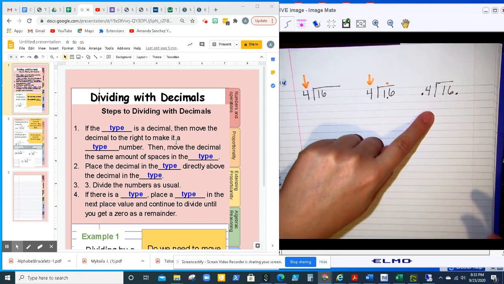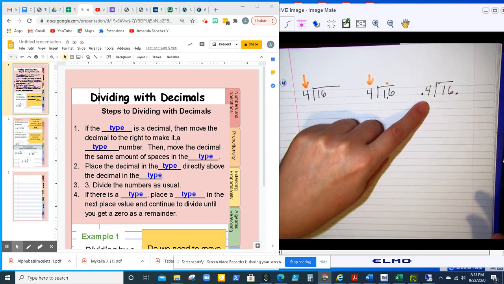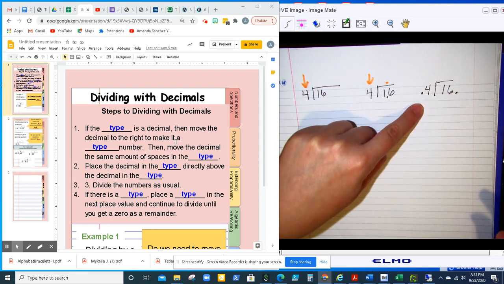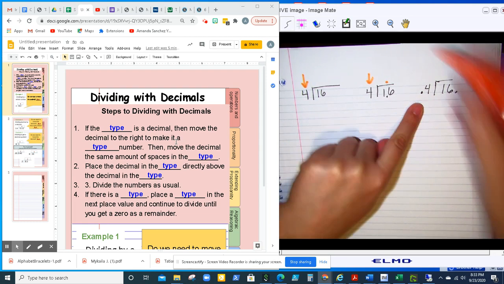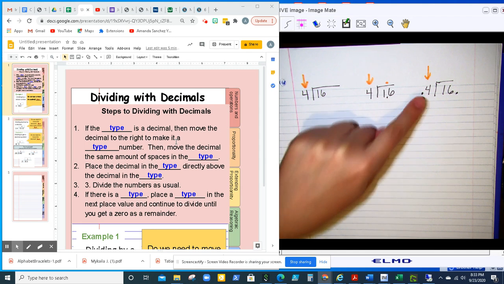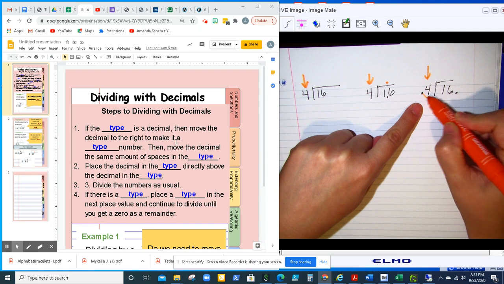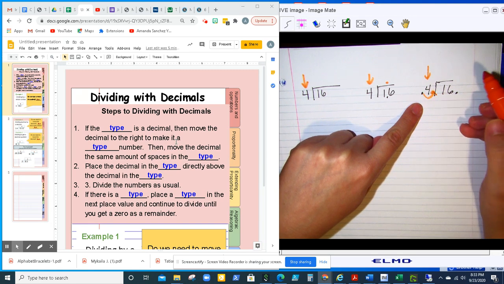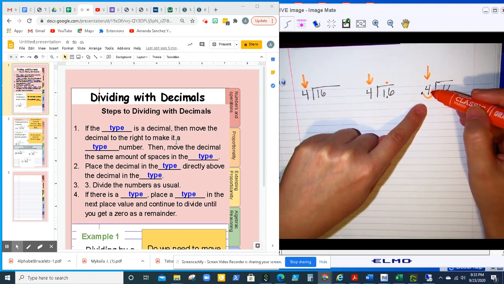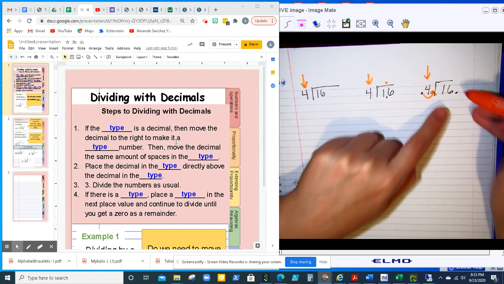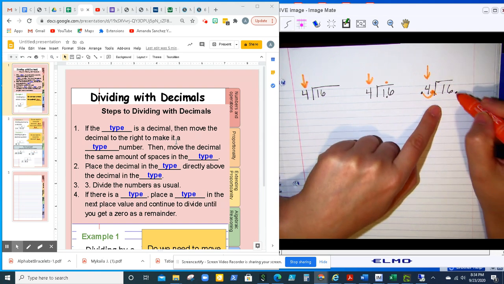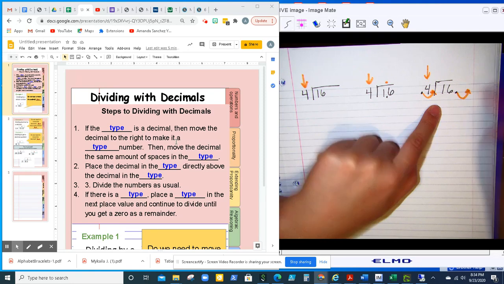So this is the one that we would have to move and make into a whole number. In order to divide on this one, this value right here, the divisor, has to be a whole number. And in order to make it a whole number, we move the decimal over one time to the right. And as soon as you move the decimal here, you have to move the decimal the same amount of spaces in the dividend. So you're going to move this one space over.